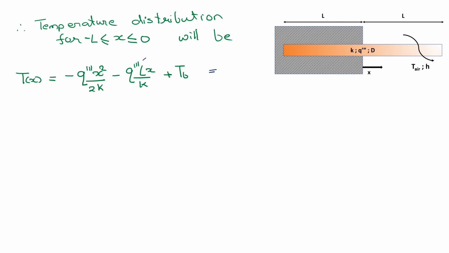So this particular equation here is a quadratic equation. It's not an exponential equation. And let's see if our temperatures at the boundaries check out. So at x equal to 0, our first two terms will go to 0 and we'll be left with Tb, which is our base temperature. Which makes sense, the temperature at x equal to 0 should be the base temperature Tb.